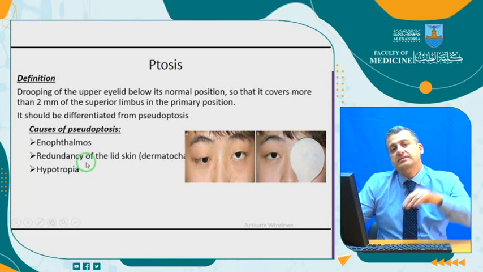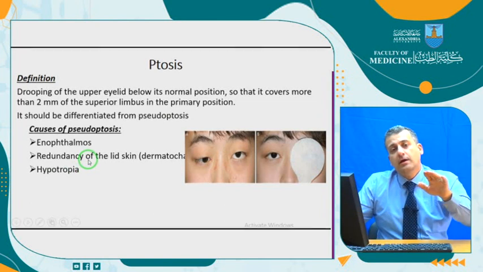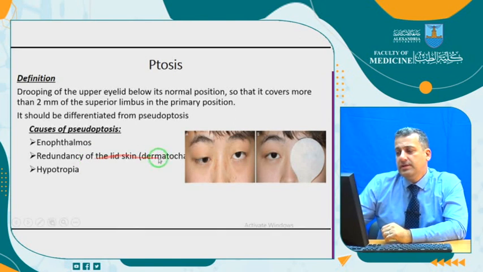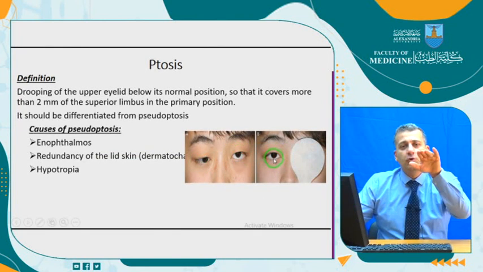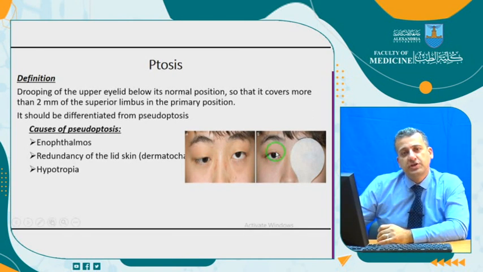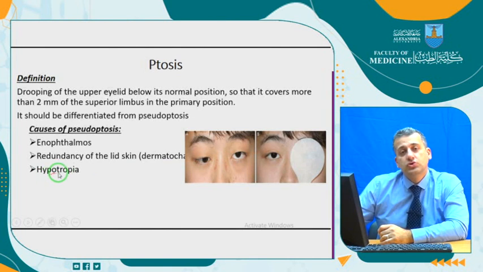Hypotropia. Hypotropia means the eye is looking downward. Tropia is squint, and hypo is squint looking downward. So in this patient, this eye is looking downward and the upper lid follows. So this is not ptosis. If I cover the normal eye, this eye will pick up the normal fixation and will correct the hypotropia, and the normal lid will be in position again. So this is one cause of pseudotosis.